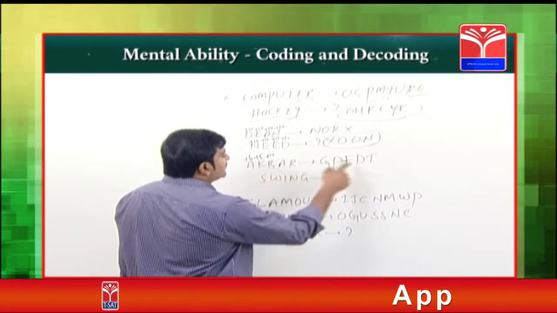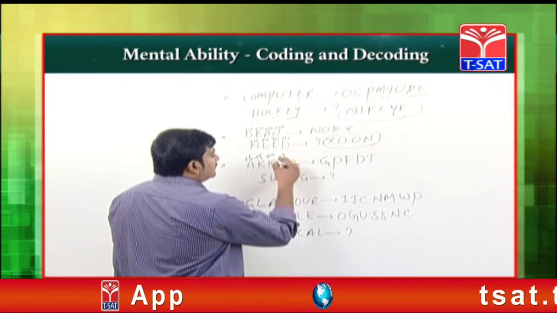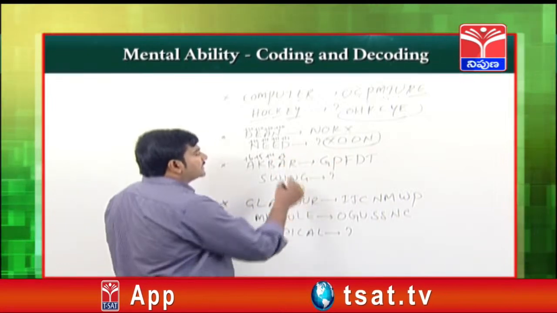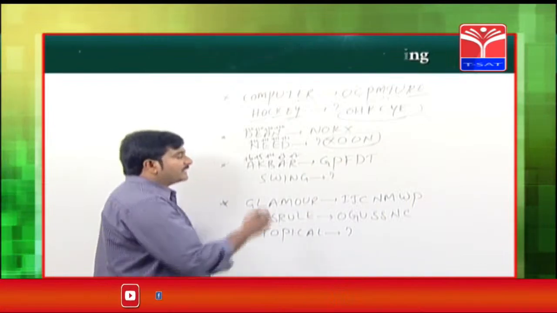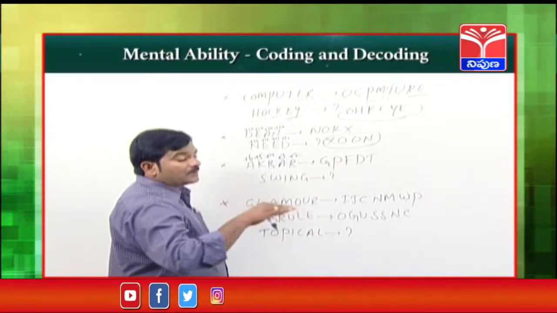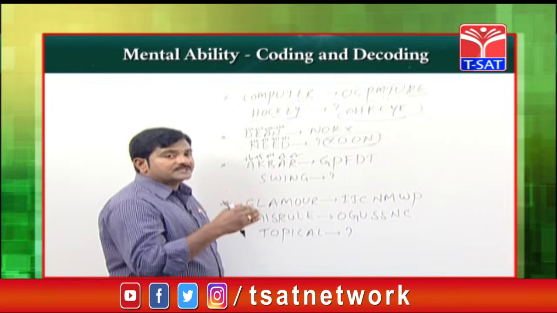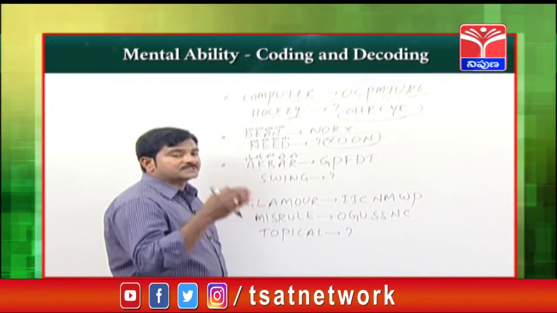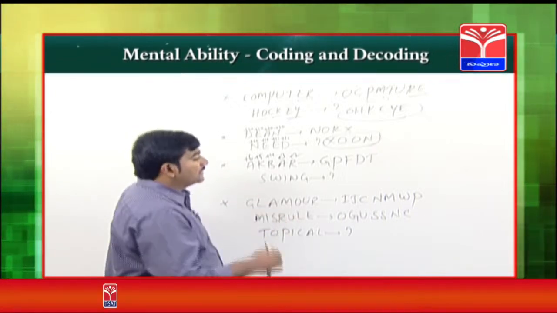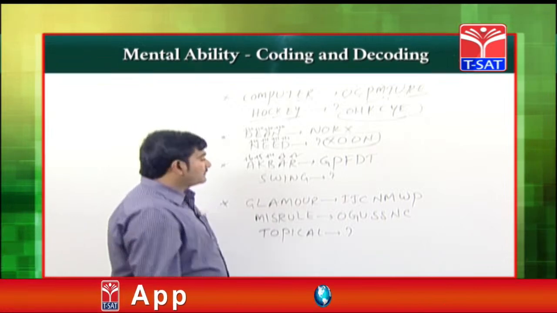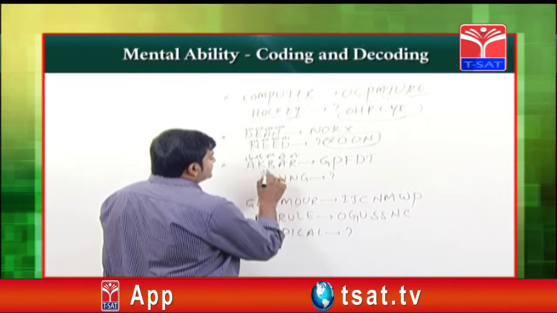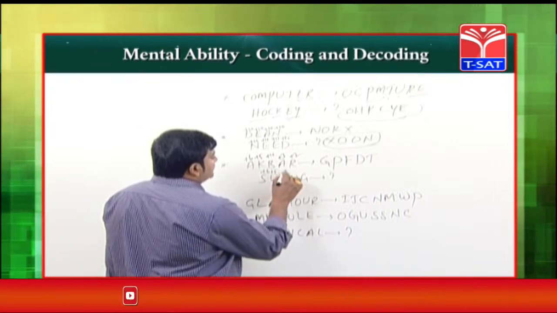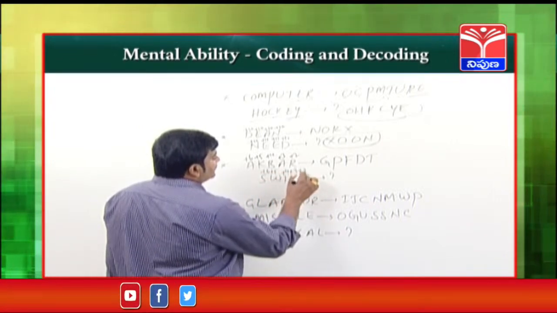A means 1, 1 became 4, plus 3. So R means 18, 18 plus 2, 20. What does it mean? In increasing order, we are adding numbers: plus 6, plus 5, plus 4, plus 3, plus 2. Similarly, to get the answer for the given word SWING, what you have to do? First you have to add plus 6, then plus 5, then plus 4, then plus 3, then plus 2.